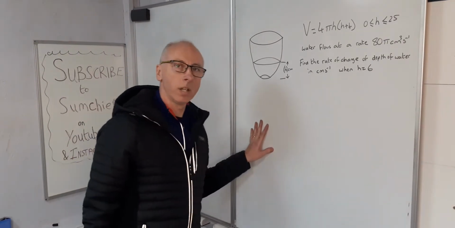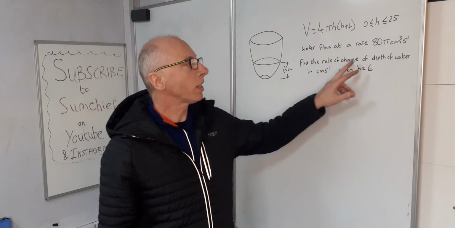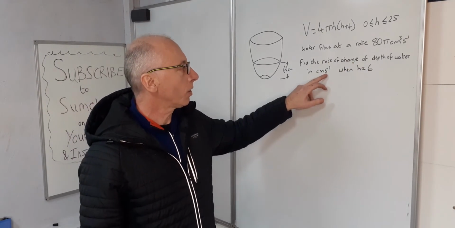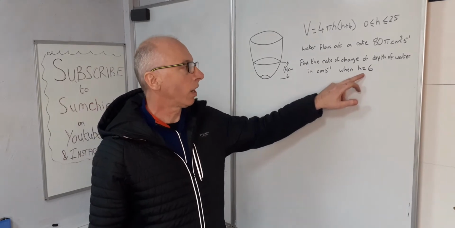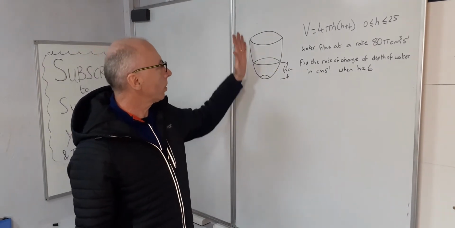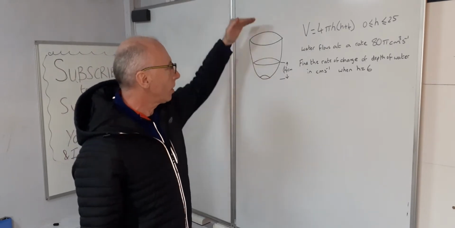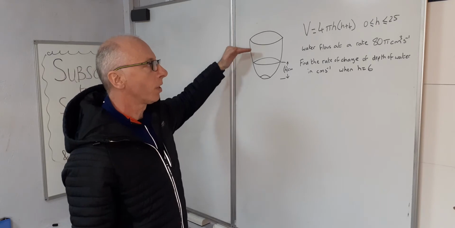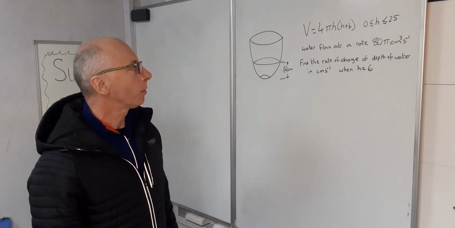Okay, so this question is asking us to find the rate of change of the depth of the water in centimetres per second (cm s^-1) when the height is at 6 centimetres. So this is our vase, and as you can see it's a curved vase, so as it fills with water the rate of change changes. So how do we find that?